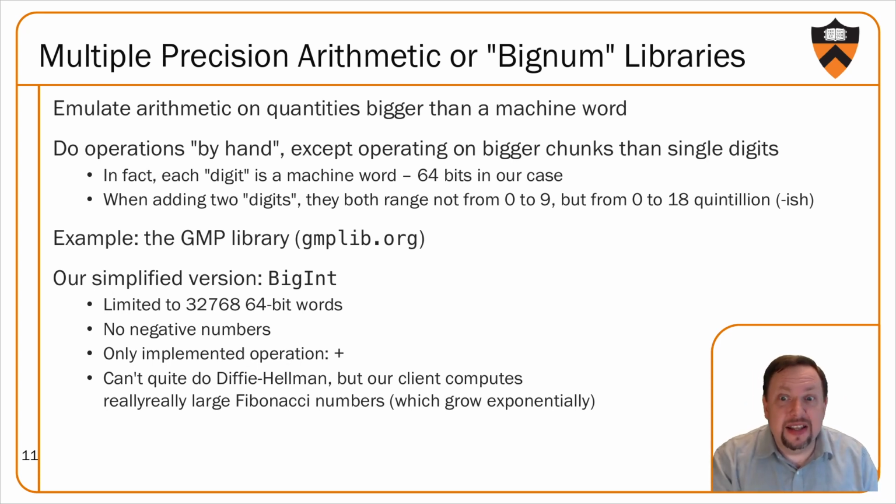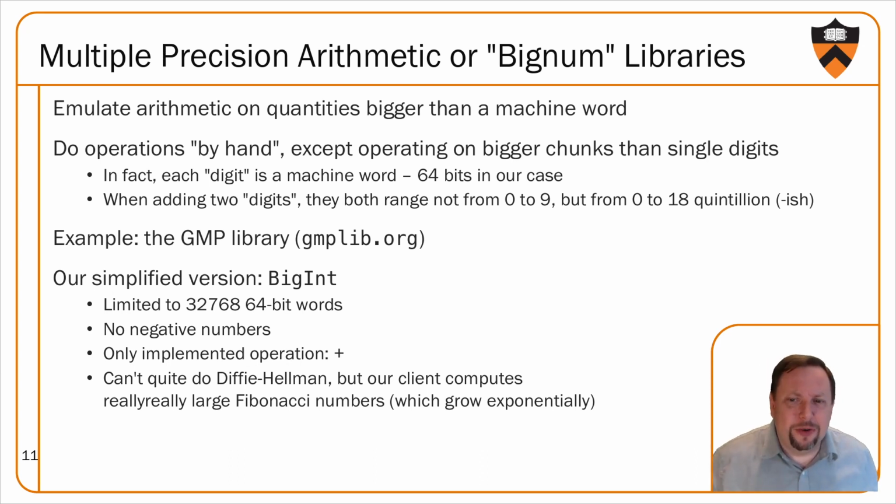So there are libraries like this out there, and for this assignment, you're going to implement a simplified version of one of these multiple precision libraries. So our version is called BigInt. It's limited to 32,768 words, each of which are 64 bits long. It doesn't include negative numbers. It doesn't include subtraction, multiplication, raising to powers, modulo. It only really includes the addition operation.